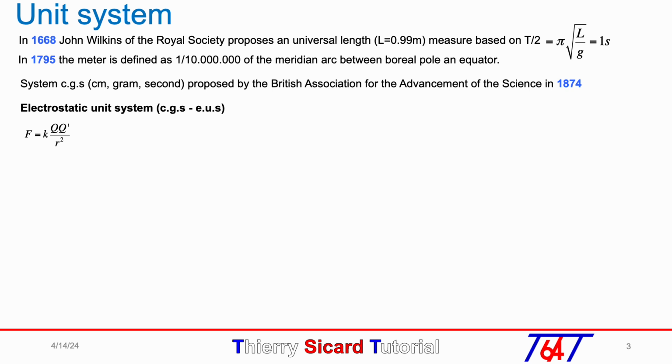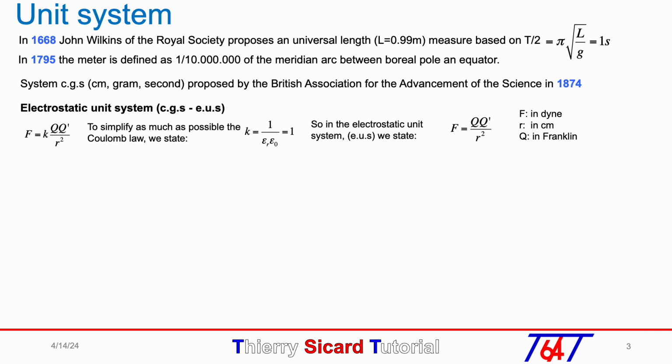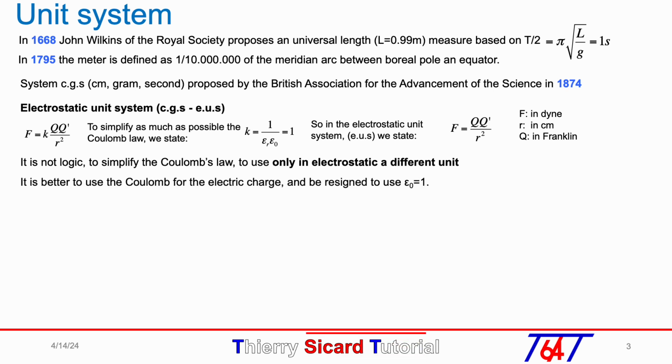To simplify the system, we state K equal 1. So in the electrostatic unit system, F equal Q prime over R square, with F in dyne, R in centimeter and Q in Franklin. But it was not logical to simplify Coulomb's law to use a different unit only in electrostatics. So it was decided to use the Coulomb for the electric charge and to resign to use epsilon 0 equal 1. In 1946, it was decided to use the international system MKSA for meter, kilogram, second, and ampere.